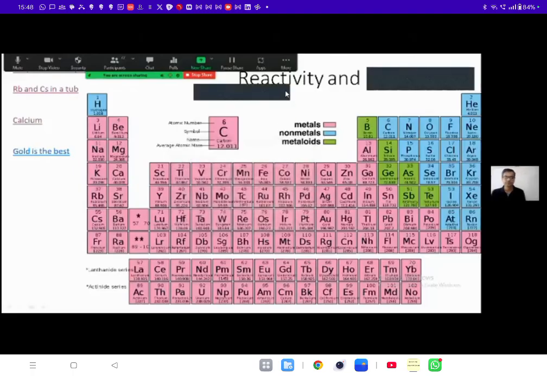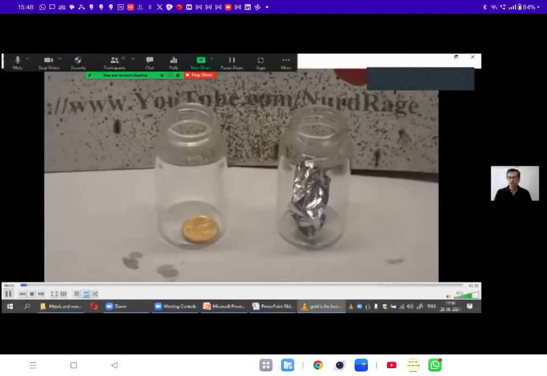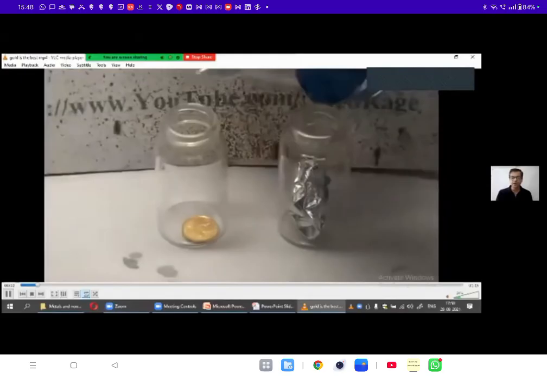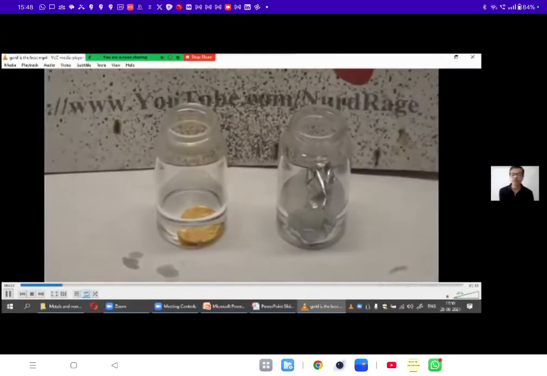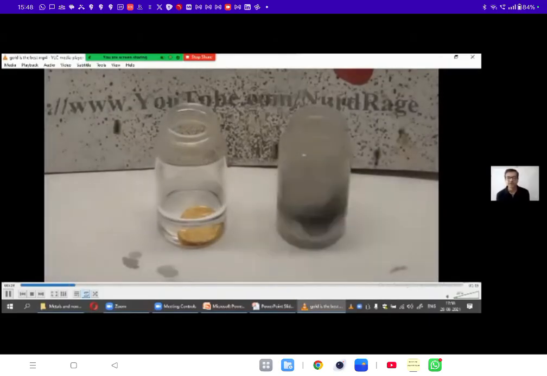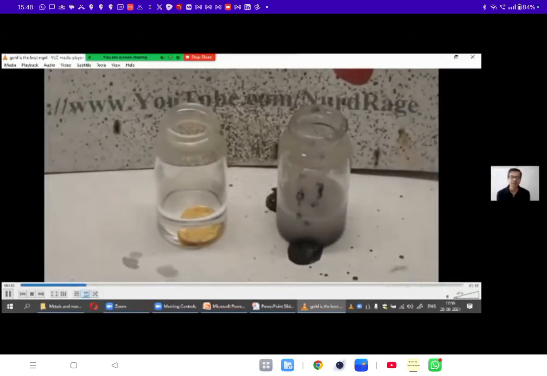That is the video. Gold is the best. See this small piece of aluminum for comparison, gold and aluminium, and there is concentrated hydrochloric acid. See what happens to aluminium? It reacts with the acid and completely becomes black, but nothing happens to gold because gold is the best.